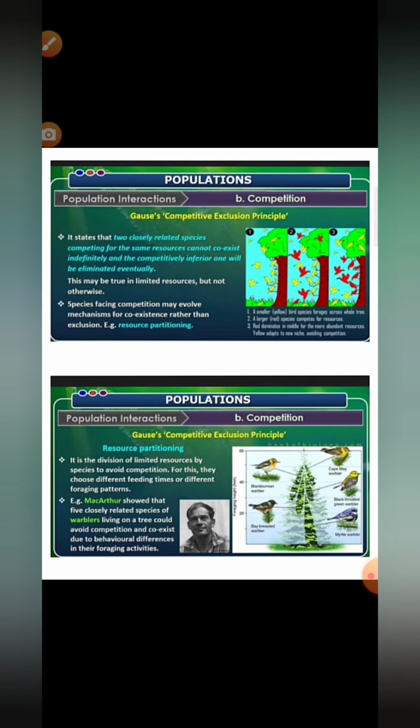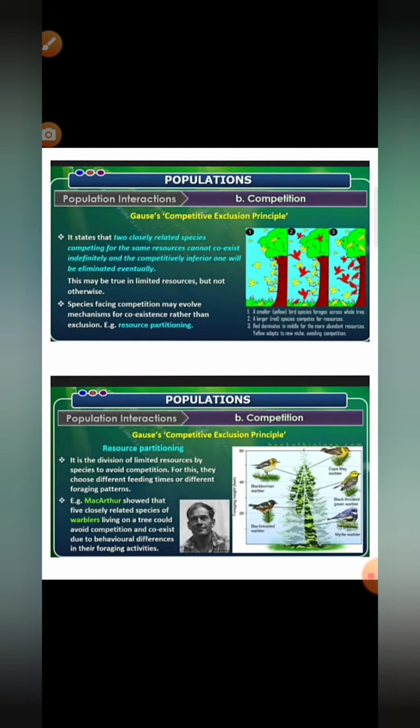Gause's competitive exclusion principle states that two closely related species competing for the same resource cannot coexist indefinitely, and the competitively inferior one will eventually be eliminated by the superior one. Understood? Another term you have to know is resource partitioning. It refers to the phenomenon in which species facing competition might evolve mechanisms that promote coexistence rather than exclusion.